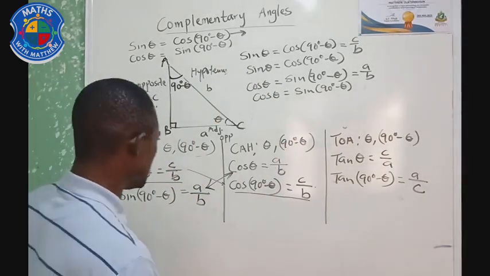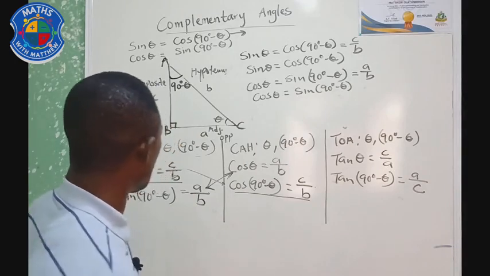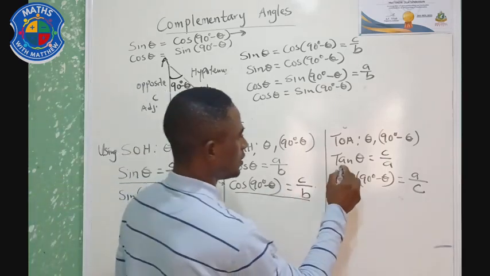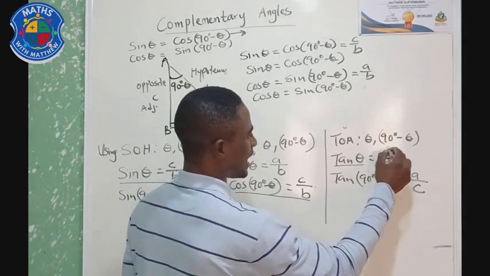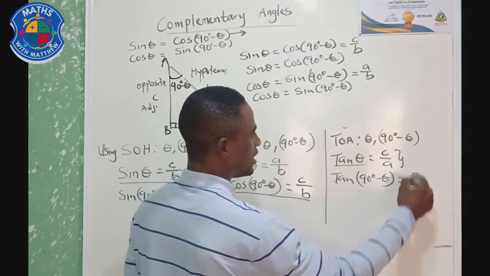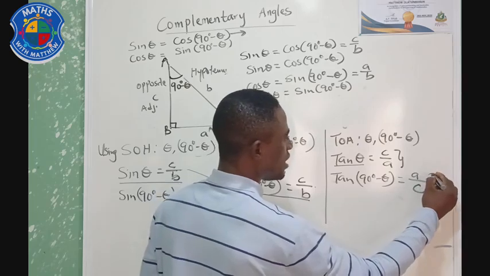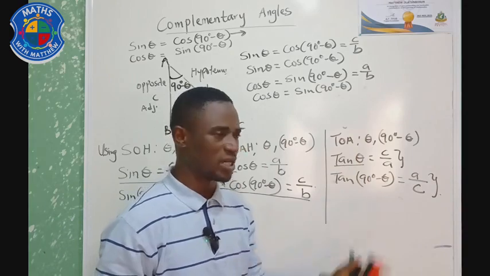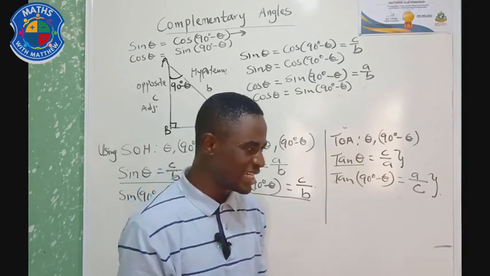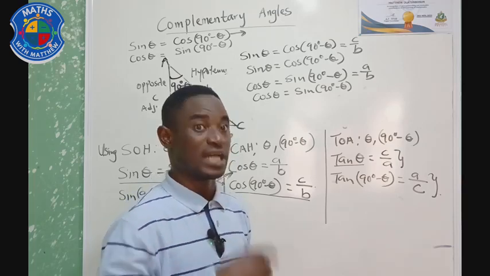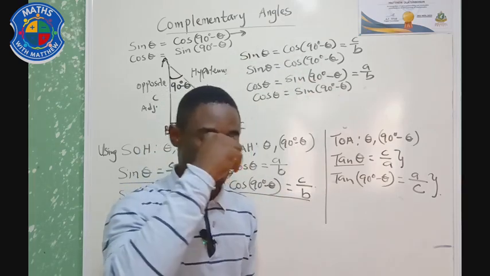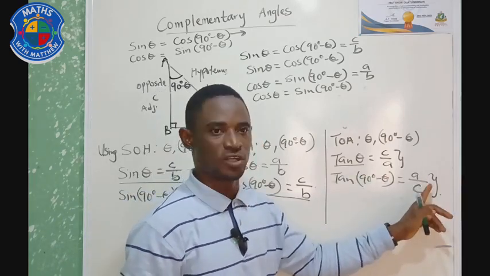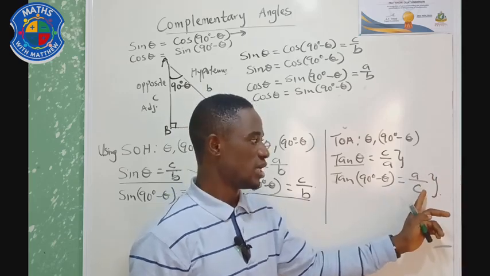Now, let's look at this. Do we have any other one that is similar? Look at tan. In tan here, we know that we have C over A, while the other one is giving us A over C. What is happening to tan theta and tan 90 minus theta? You notice that they are the same, but the only thing there is what we call the reciprocal or inverse. Because this is C over A, the reciprocal or inverse of it is now giving us A over C.